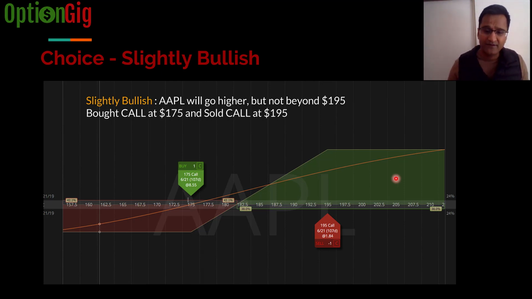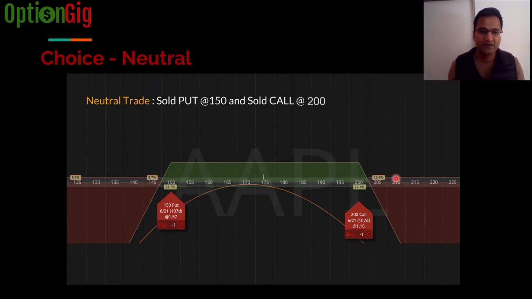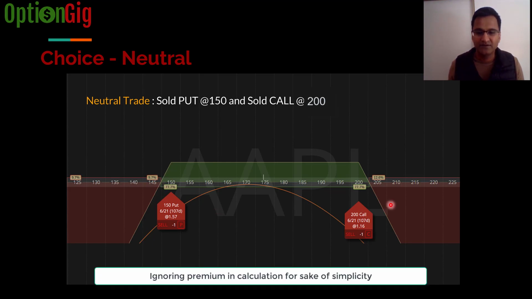Or let's say if you do not have any particular stance on Apple stock, you could go neutral. This is an example of a neutral trade in which you'll make money as long as Apple stays between 150 and 200. So right now Apple is trading close to $175. You have given yourself a margin of $25 on the lower side, $25 on the upper side for the next 3 months. As long as Apple stays within this zone, you're going to make money.